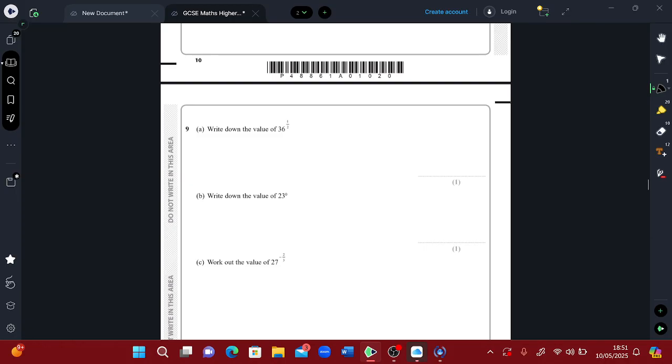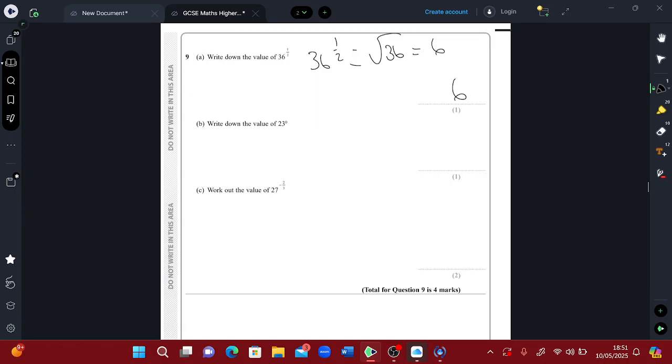Okay. Oh, I love these questions. 36 to a half. You should recognise anything to a half is simply just a square root, which root 36 is 6. 23 to the 0, anything to the 0 is just going to be 1.